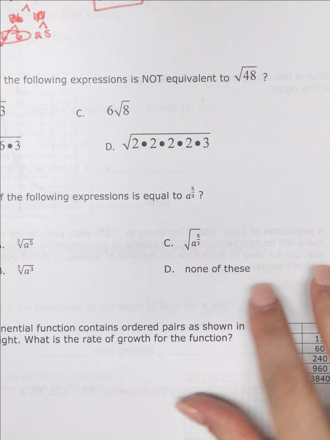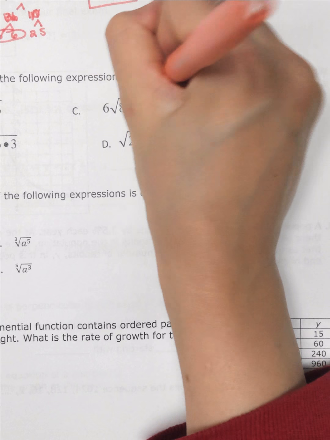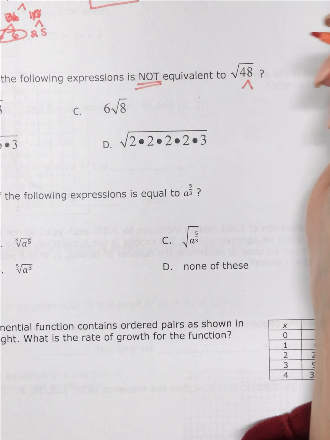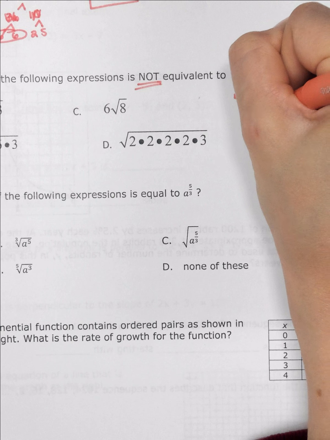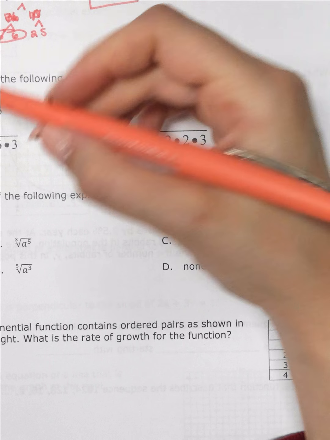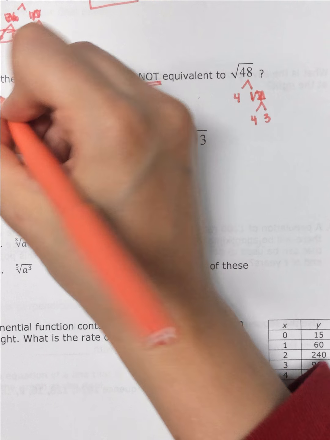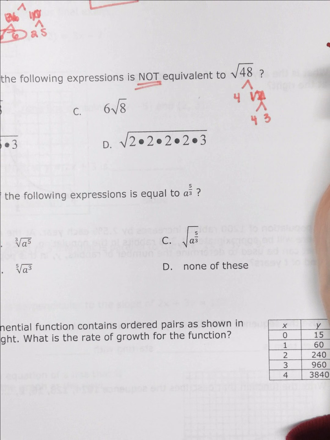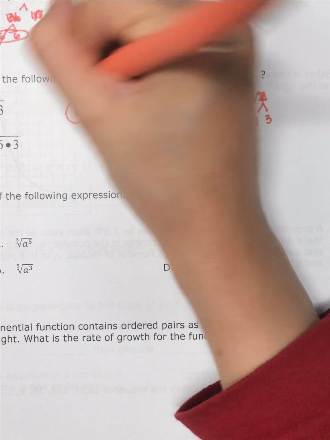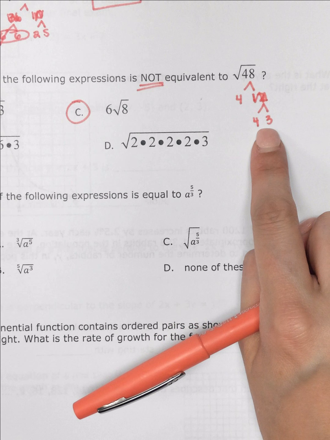Which of the following expressions is not equivalent? Okay, so 48 can break into 4 and 12. Okay, 12 breaks into 4 and 3. Ooh, there's twins. So 4 gets out, 3's left in jail, so that one is. Okay, 6 square root 8. Let's see. No, that's not going to be the same. There's no way to get an 8. It's got to be that one. But if I was to check 4 times 4, 16 times 3.